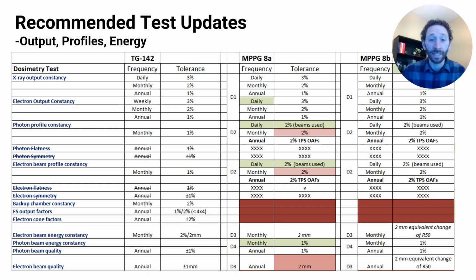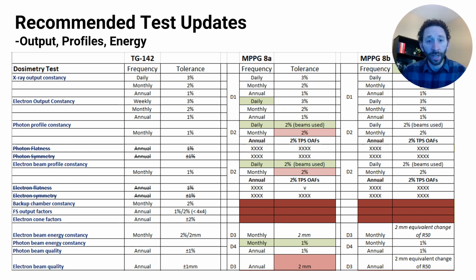I've got a handful of slides to look through this. The chair of the group really did a lot of work to make this table relevant, showing the progression of tests from 142 to 8A to 8B, what was added, what was taken away, where tolerances were adjusted. We've put this into this format to hopefully help guide what's changed, where, and why, and what I want to implement in my clinic based on my linac use.